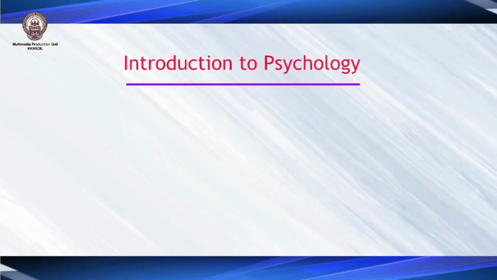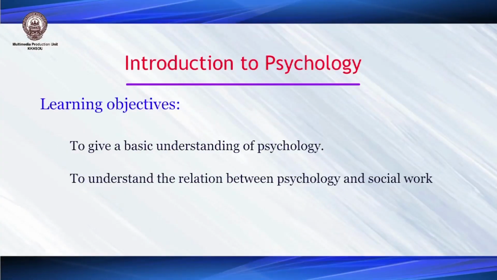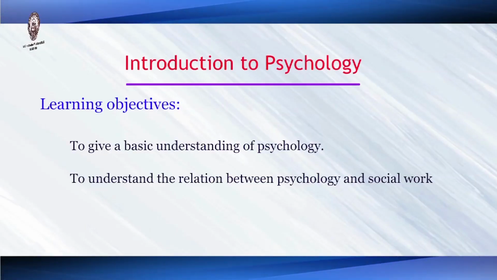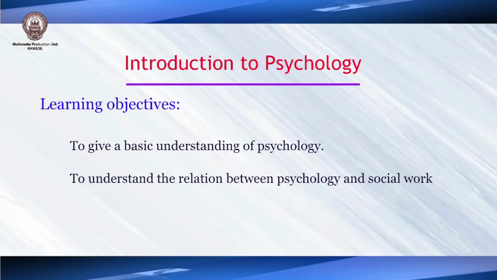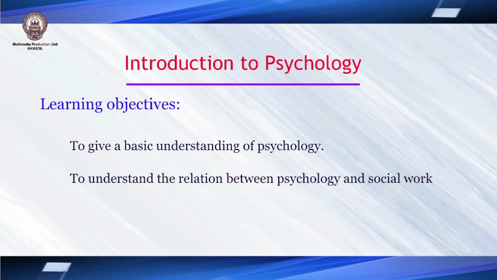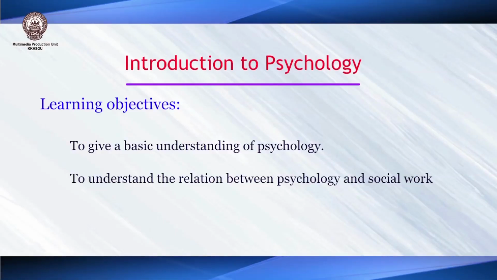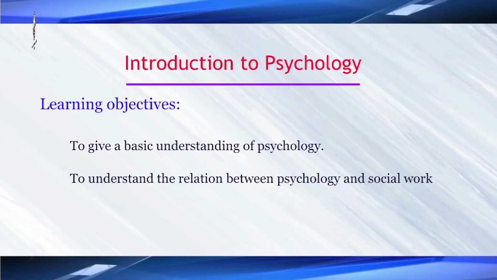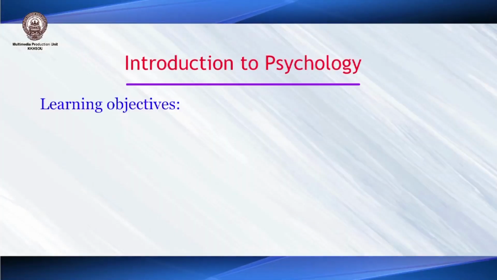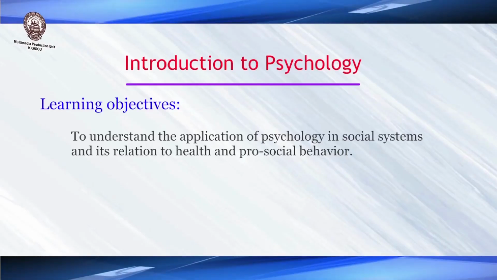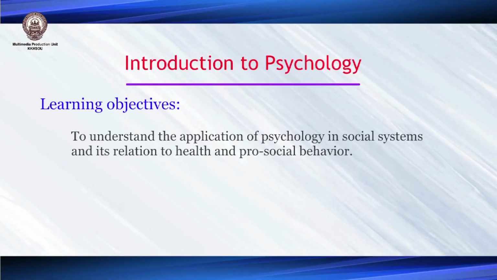Now going on to the first unit of the Human Growth and Development course, which is termed Introduction to Psychology. The main learning objectives of this unit are to give a basic understanding of psychology, to understand its relationship with social work, that is the relationship between psychology and social work, and thirdly, to understand the application of psychology in social systems and its relation to health and pro-social behavior.